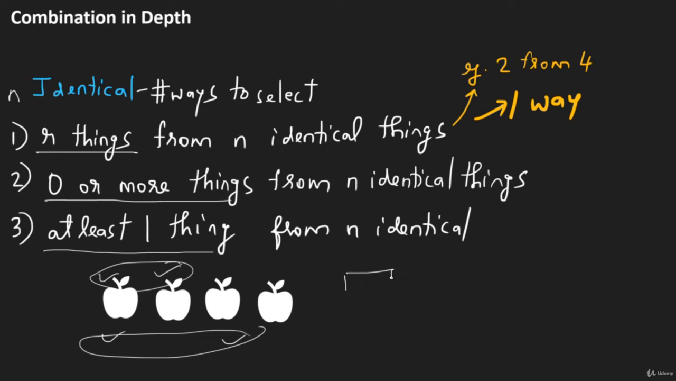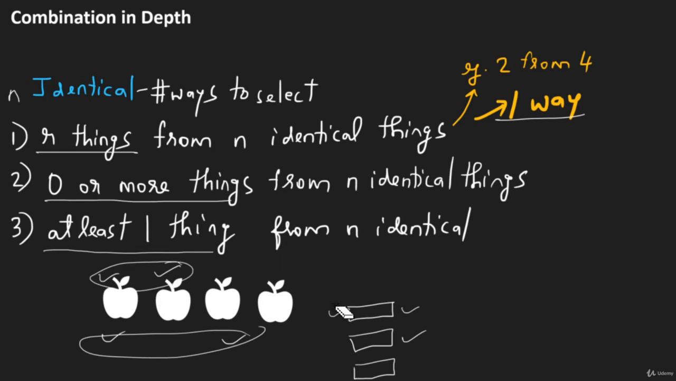Imagine you have 4 Snickers chocolates and you need to select 2 Snickers chocolates out of these 4. In how many ways can you do it? You can do it only in one way, right? Because if you select these 2 or if you select these 2, it's both one and the same. So if you want to select r things from n identical things, you can do it only in one way.